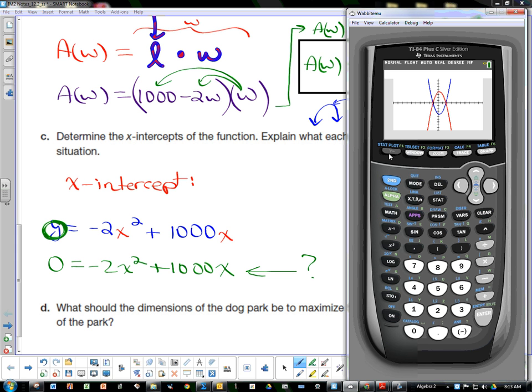Let's turn this on and head up to y equals, and I'm going to clear everything out and just focus on the function at hand. This function I'm going to be dealing with is this one right here. That's what I'm going to enter in. All right, so I have negative 2x squared, and then plus 1,000x. You already know what the problem I'm going to run into is, correct? What is it? The window. I have no idea what the window is.